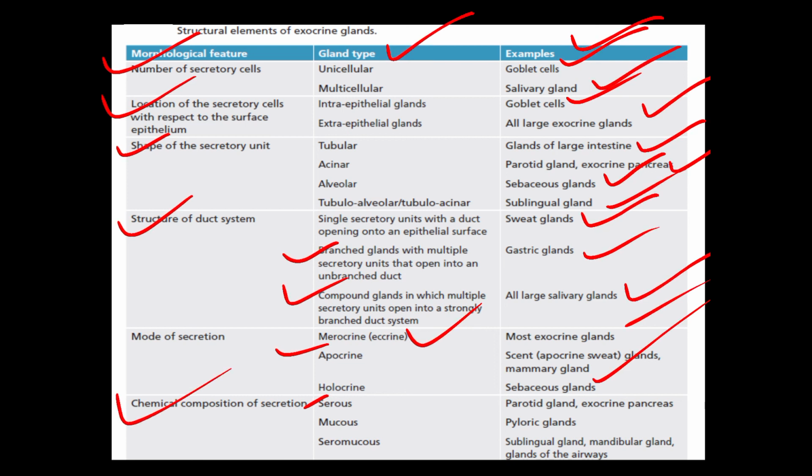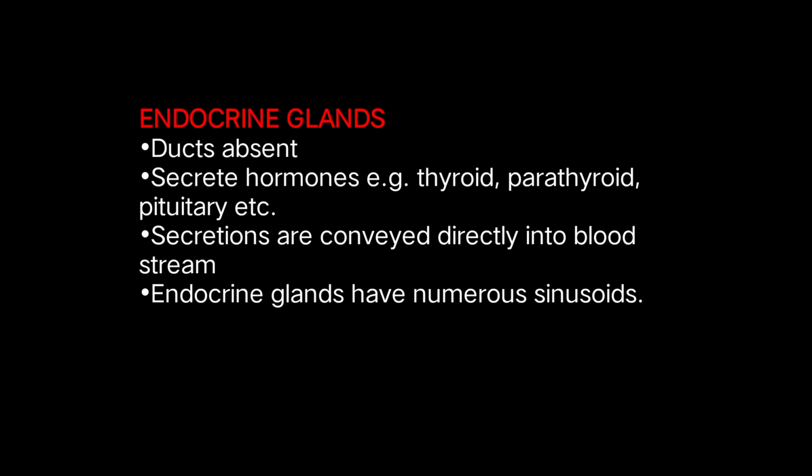Then chemical composition: serous, parotid and exocrine pancreas, as I told. Then mucus, the pyloric gland and sublingual gland. Then seromucus means mandibular. Sublingual is written here, so in animal-wise there is a difference. Glands of the airway are the seromucus type.